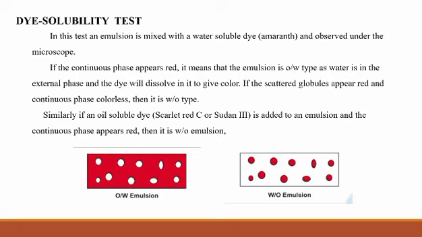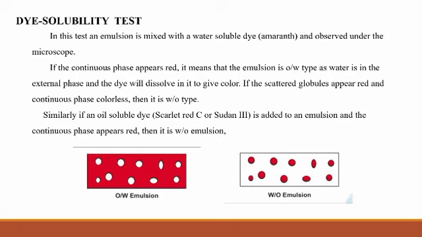And the next is the dye solubility test. The dye solubility test is another type of test. In this, we are using two types of dyes. First is a water soluble dye and the other is an oil soluble dye. We know that a water soluble dye dissolves in water and gives color, but the oil globules do not take up the color. But the oil soluble dyes are soluble only in the oils, and the water does not get that color.